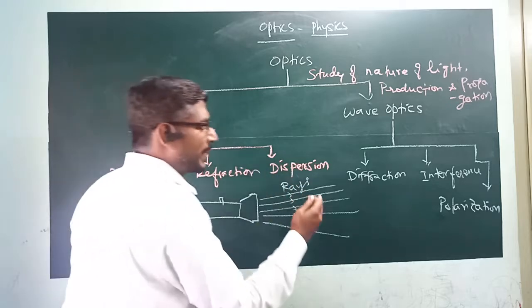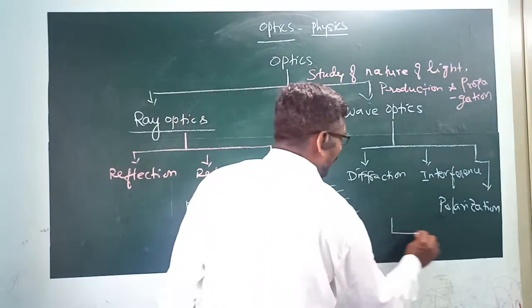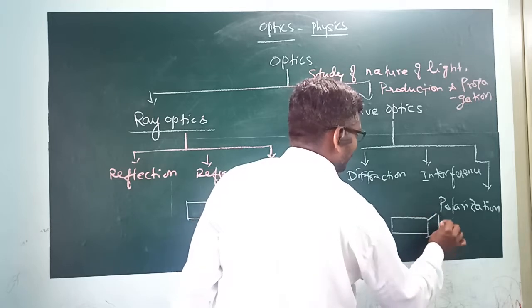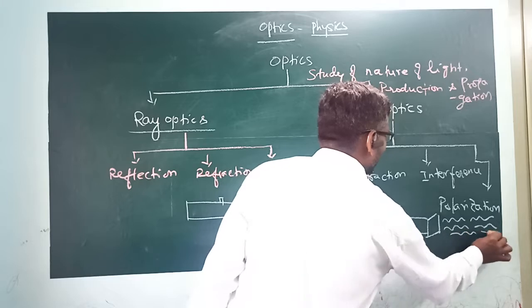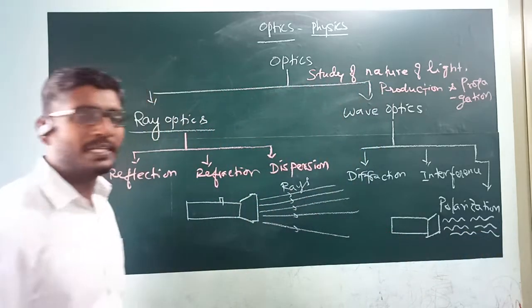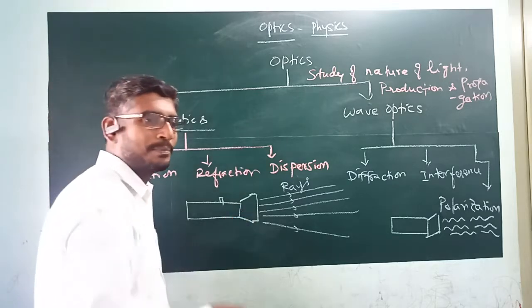Whereas in wave optics, when you study the nature of light, you study the same light in the form of waves. The study of light in the form of waves, you call wave optics, and the study of light in the form of rays, you call ray optics.